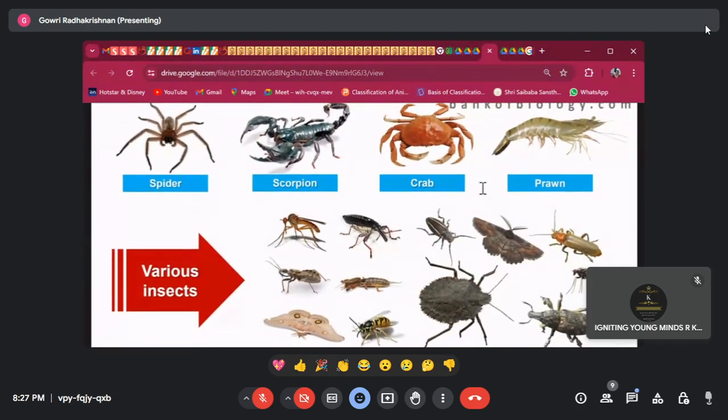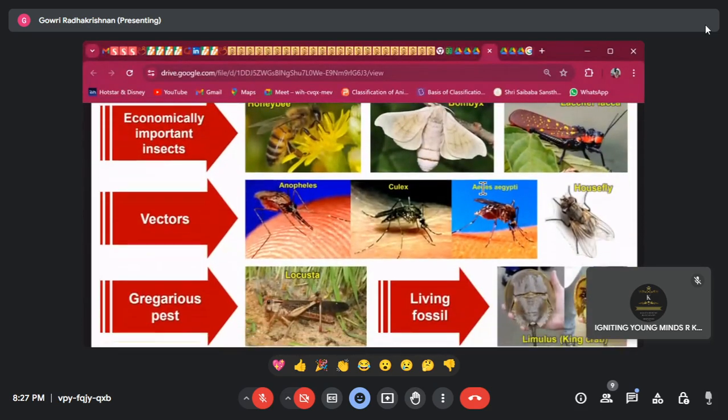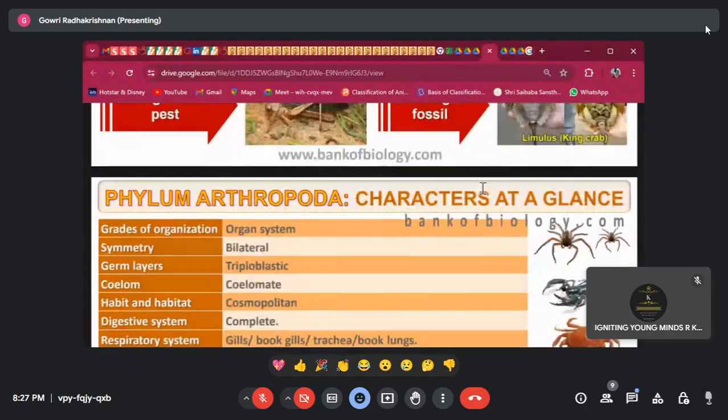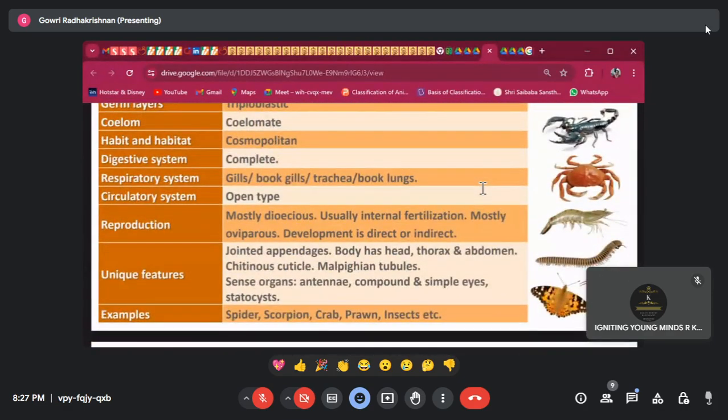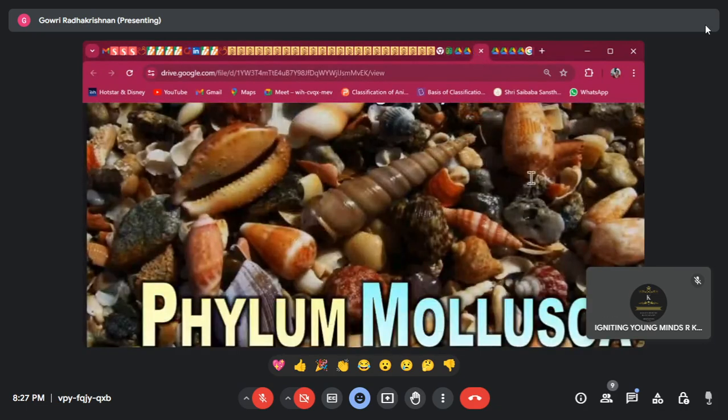These are some examples: spider, scorpion, crab, prawn. You would have seen all these things. You're familiar with all this, isn't it? So now we go to the next phylum. Phylum Mollusca.